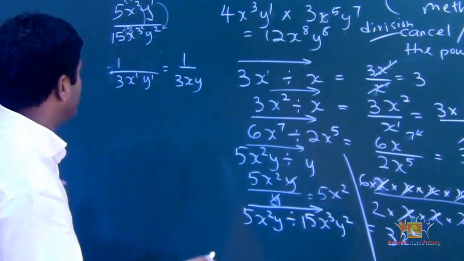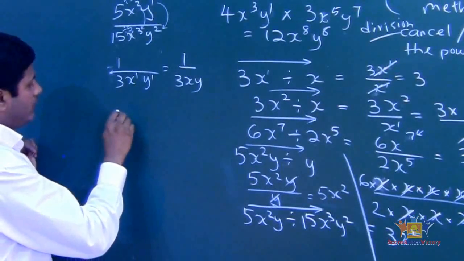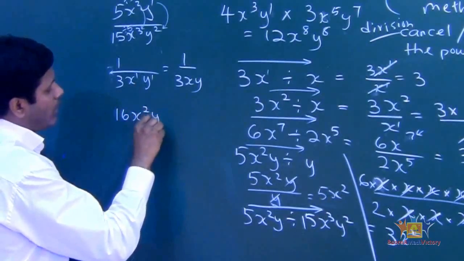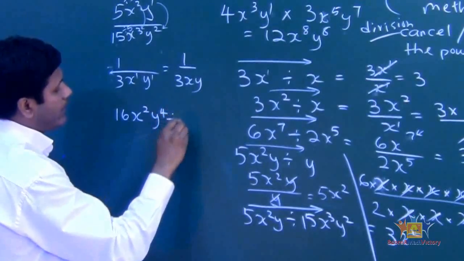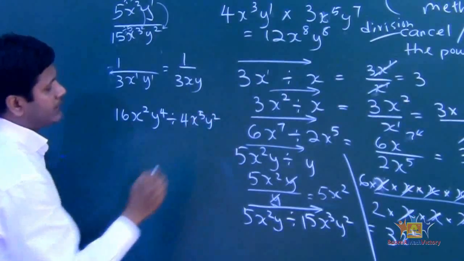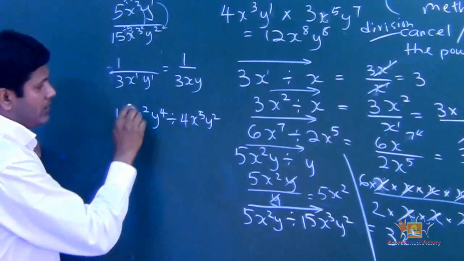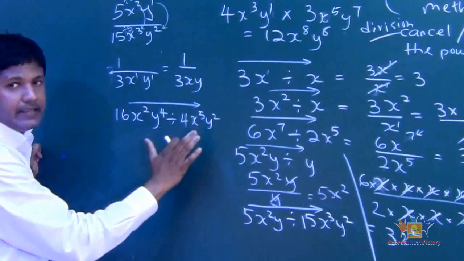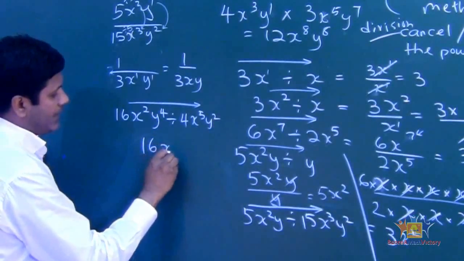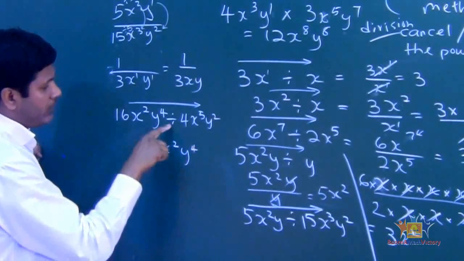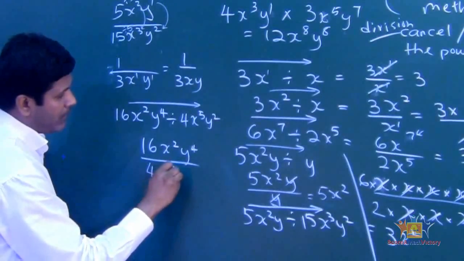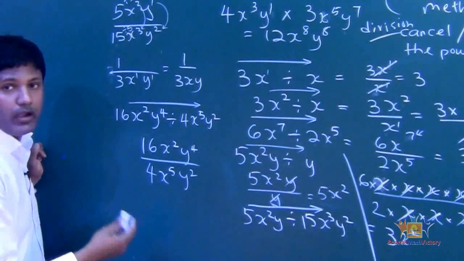Alright? Okay, so let's do another one. Let's say, for example, Mr. Mac gives you 16x squared y to the 4th divided by 4x to the 5th y to the 2nd. How do we do this? Right arrow method. Okay, we're going to write this one in the form of a fraction. 16x squared y to the 4th power, division is over 4x to the 5th power y to the 2nd power, which is y squared.